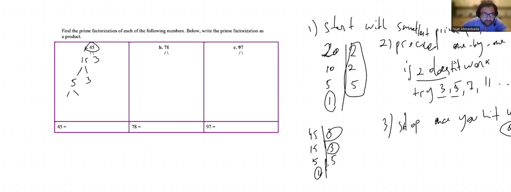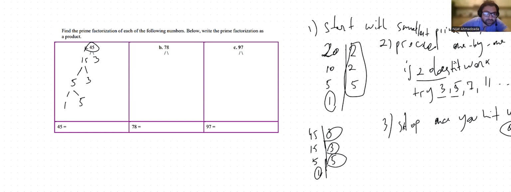5 was divisible by 5. Answer is 1. We hit 1. We stop. Okay, that's it. We got to do the same for 78 and 97. You can do it as an exercise for yourself. I am doing it very fast here because we ain't got much time.